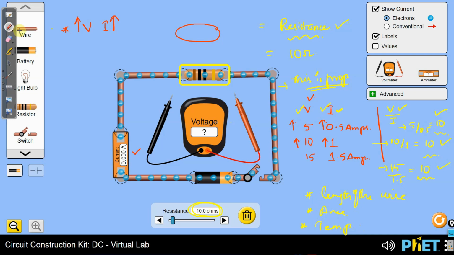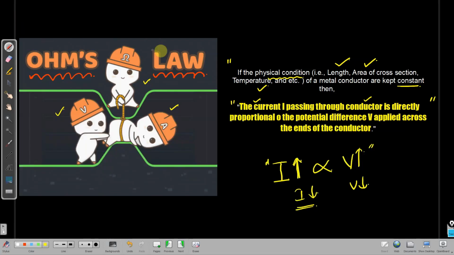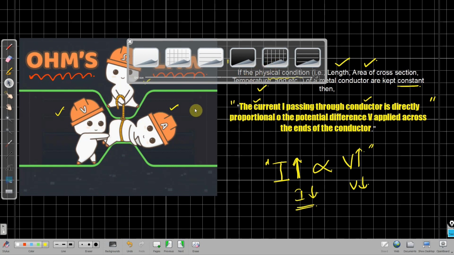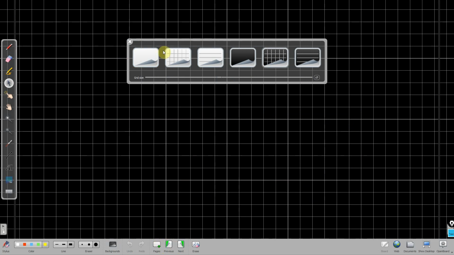Let's now have a look at the graph. If you plot the graph for these values like V 5, 10 and 15, you are going to get a straight line. Let me switch to the graph now. Let me have a look at the graph. So for that, I'm taking the graph paper, and let me have a new page. Okay. What were the values we had just now? We had the values like 5, 10 and 15. Let me plot the graph now. I'm plotting the graph here.